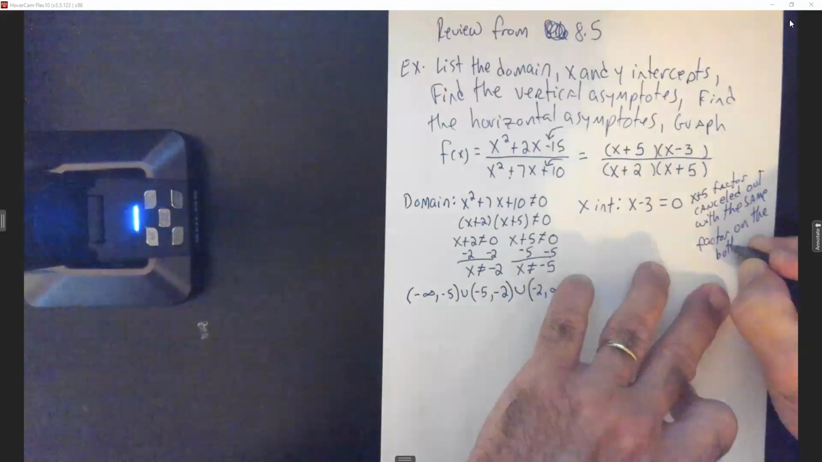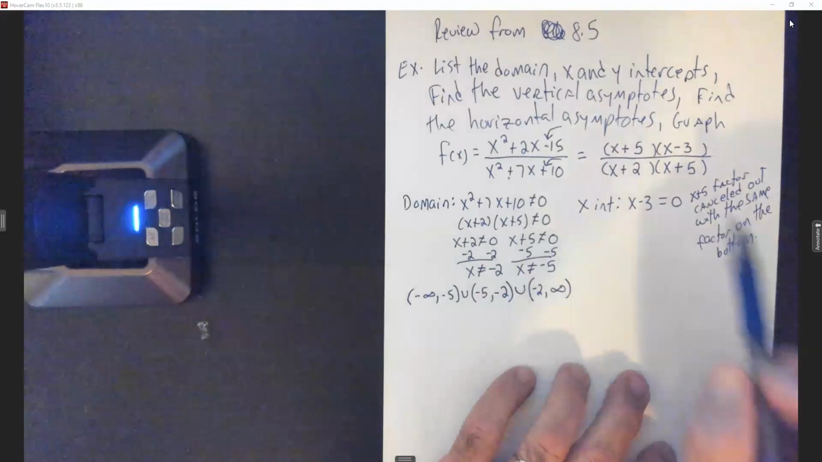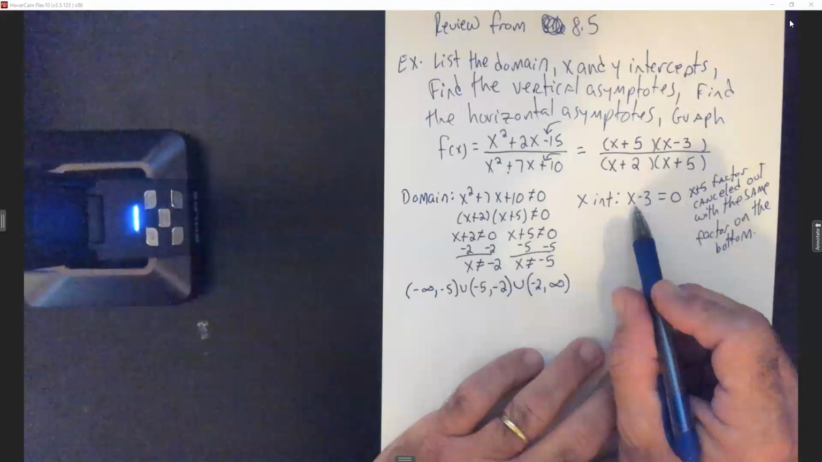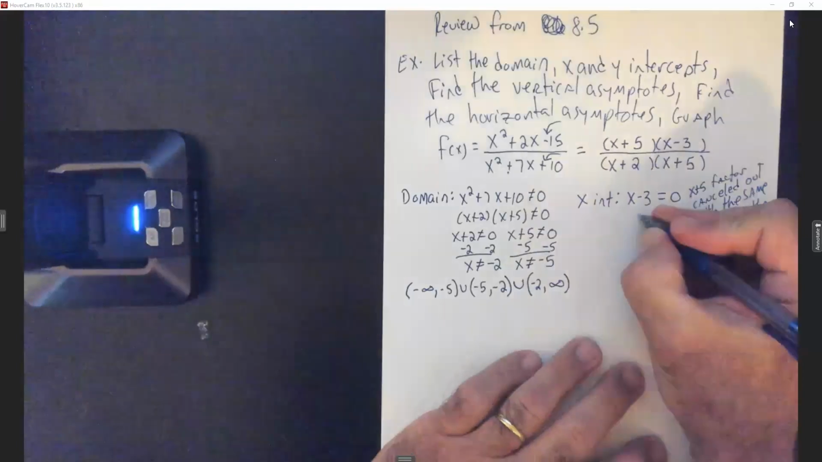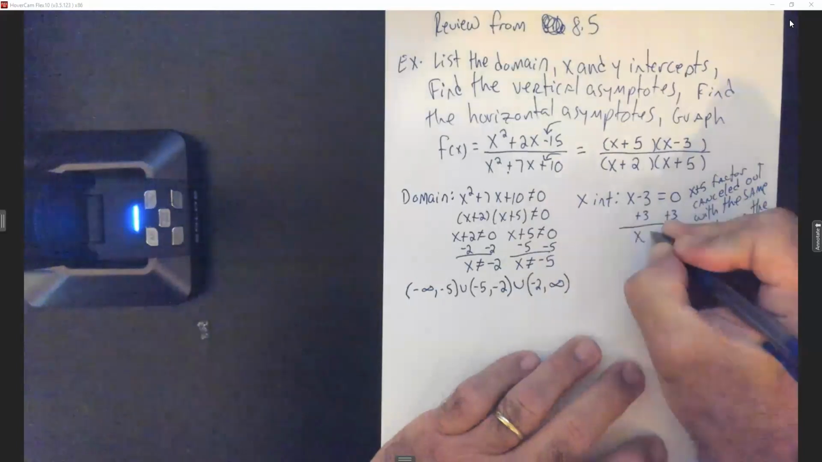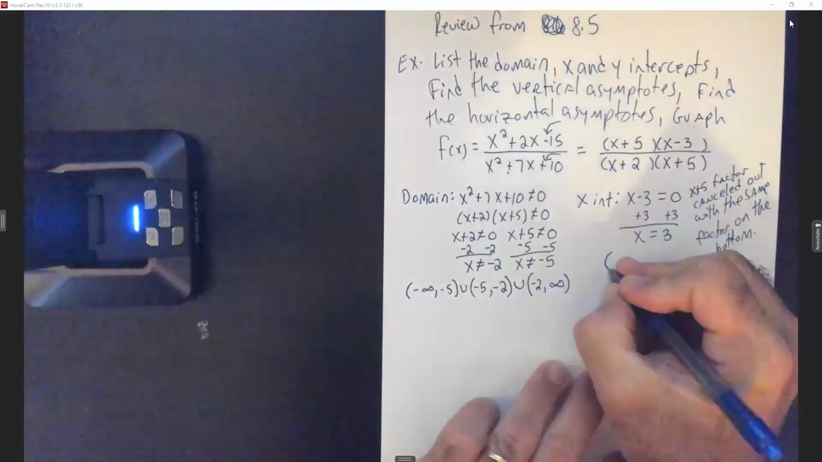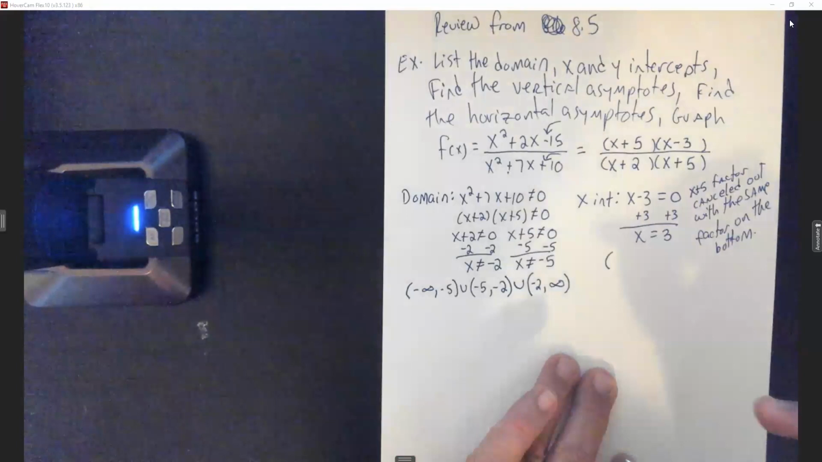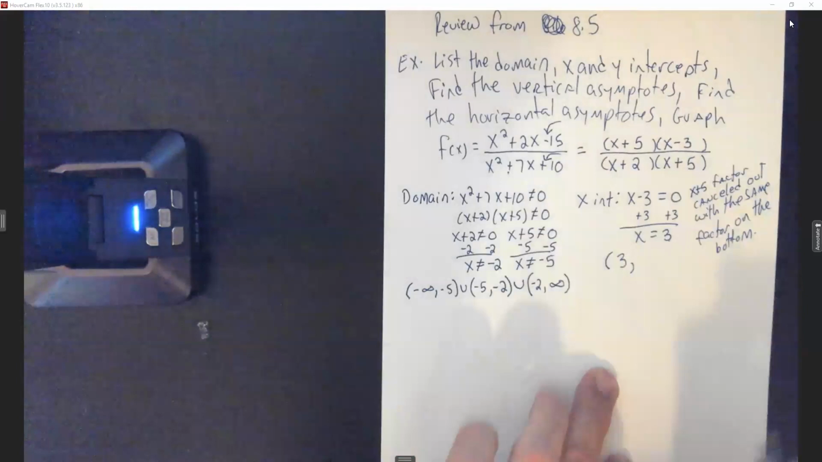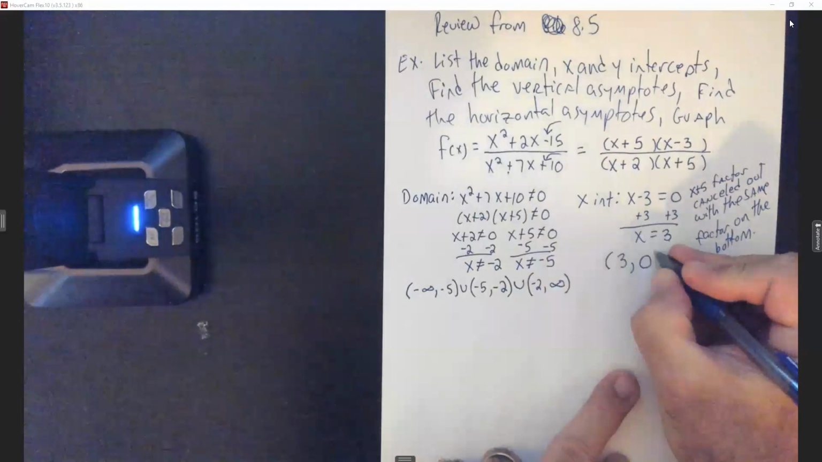Okay, so an x-intercept can cancel out a vertical asymptote, which is what that bottom is going to give me eventually. All right, so now for the x-intercept, x minus 3 equals 0. So now we would add 3, and I get x equals a positive 3. Now remember, when you do x-intercepts, you've got to write them like an ordered pair. So the x value was 3, and then the y value, to be an x-intercept, always has to be 0.